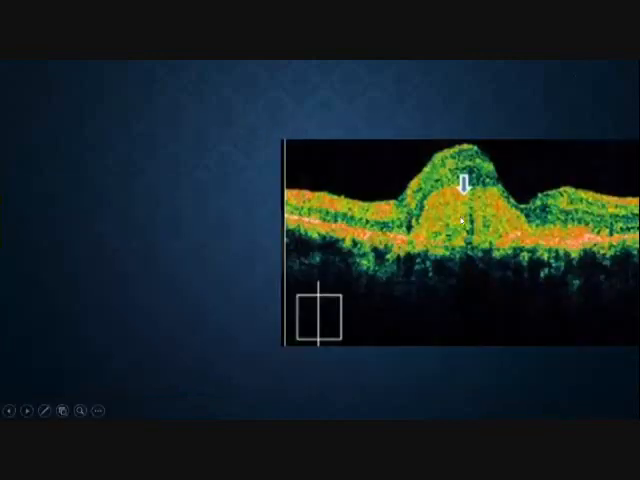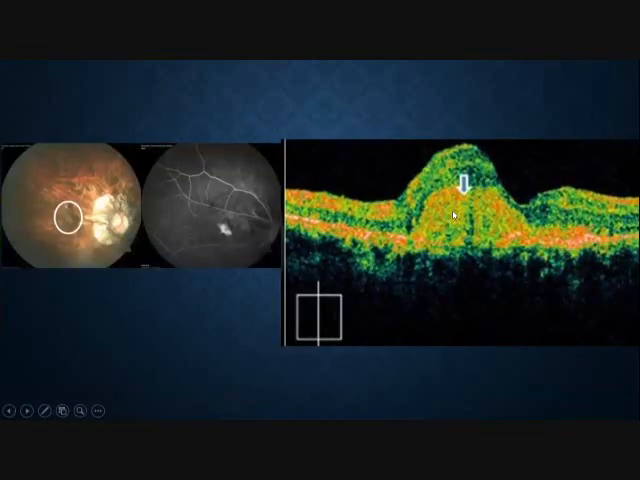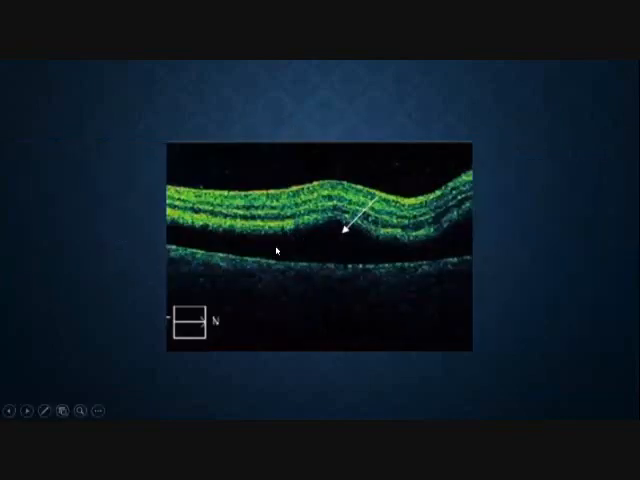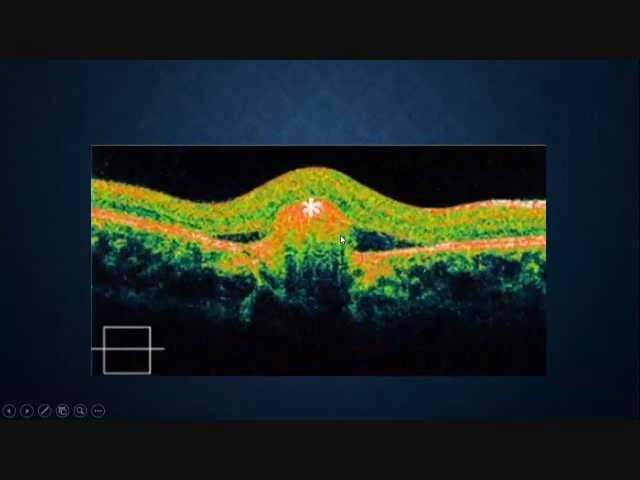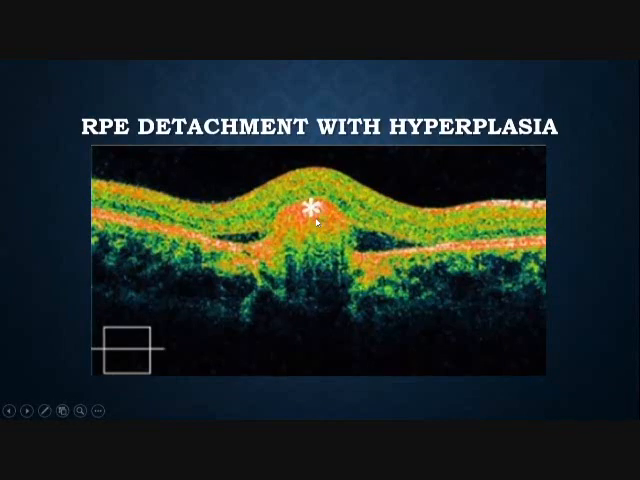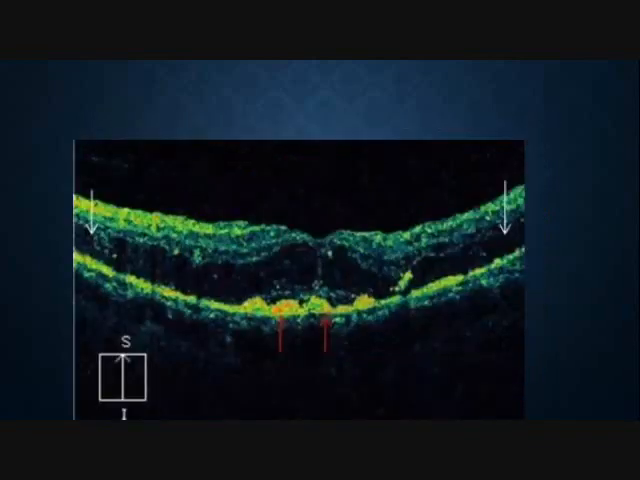So this is the proliferation under the retina, and we can see this is a myopic fundus, and there is CNV in the myopic eye. Right. So this is serous elevation of the retina, retinal detachment because of the fluid. So whenever the thickness increases, either it is because of fluid or because of cellular proliferation. So this is RP detachment with hyperplasia of the cells.